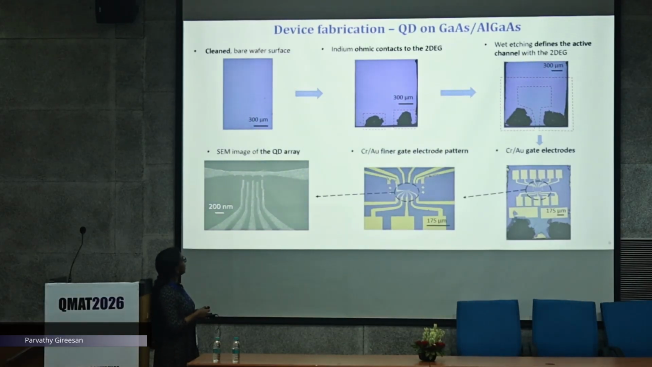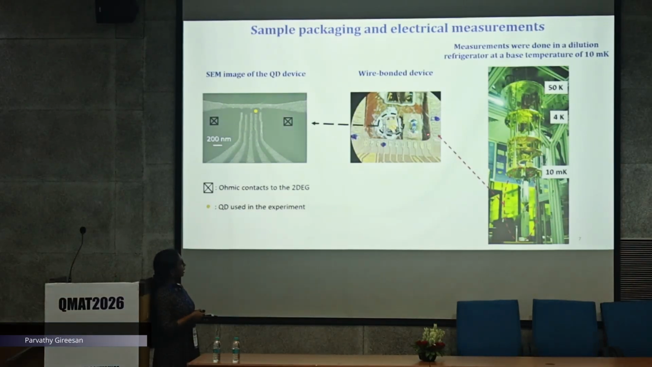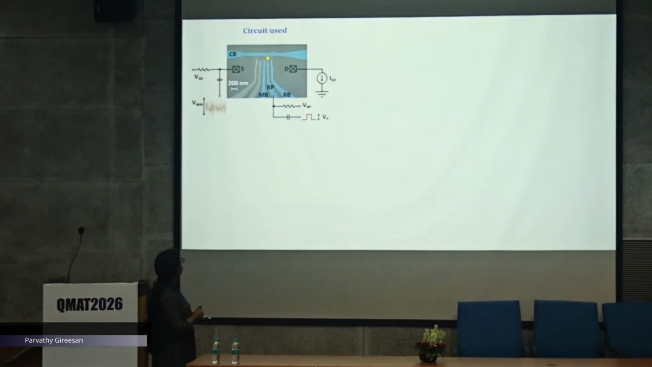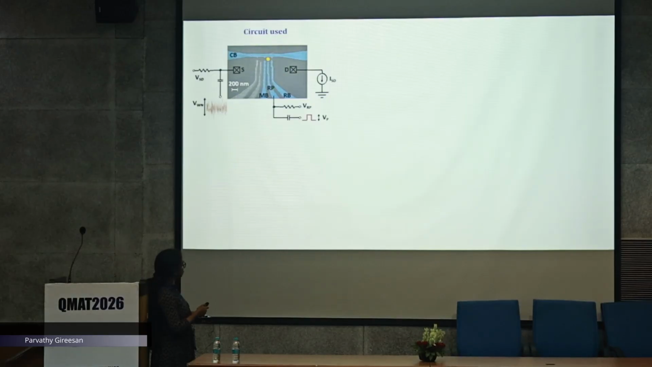The device is fabricated by first defining ohmic contacts to the 2DEG, then etching out the 2DEG in the required geometry, and further fabricating gate electrodes by a series of lithography and thermal evaporation steps. The device is then wire bonded and mounted at the mixing chamber, the 10 millikelvin flange of a dilution refrigerator. For this experiment, the gates colored in blue are powered to form a quantum dot at this particular position. The gate pairs CBMB and CBRB form the 2 tunnel barriers between source and drain, while RP is the plunger gate which allows us to shift the energy levels of the dot relative to source and drain.